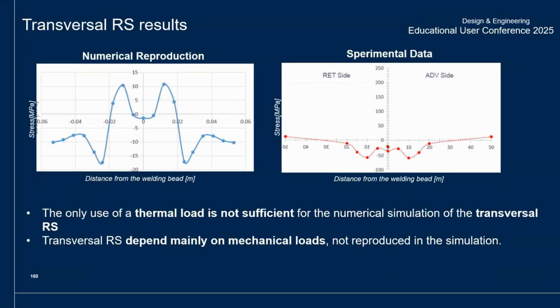Before showing you what happens with the application of this subroutine, I dedicated the next slide to the second type of stresses typical of friction stir welding that has been measured experimentally, so the transversal residual stresses. In this case, the results of the simulation are not coherent with the experimental data, but this cannot be considered a bad result, since it demonstrates that the only use of a thermal load is not sufficient for the numerical simulation of the transversal residual stresses. Or in other words, the transversal residual stresses depend mainly on mechanical laws, not reproduced inside the simulation.